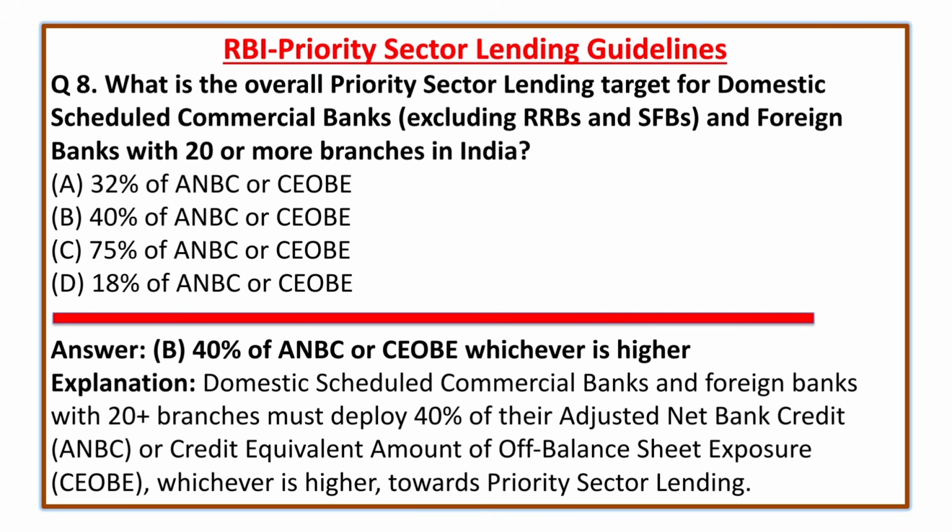Explanation. Domestic scheduled commercial banks and foreign banks with 20+ branches must deploy 40% of their adjusted net bank credit, ANBC, or credit equivalent amount of off-balance sheet exposure, CEOBE, whichever is higher, towards priority sector lending.